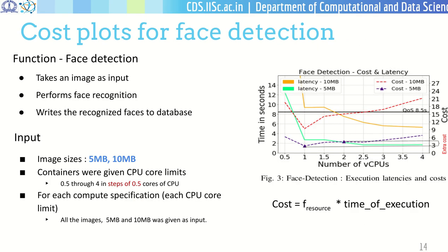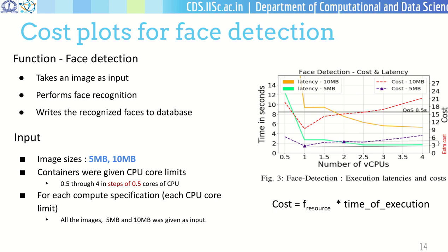Let's take a look at the cost plot for a face detection function, which highlights what is missing in the existing platform. For that, we consider a single function, which is face detection. It takes an image as input, performs face detection using a Haar cascade classifier, and writes the recognized faces to the database. This function can get two input sizes.